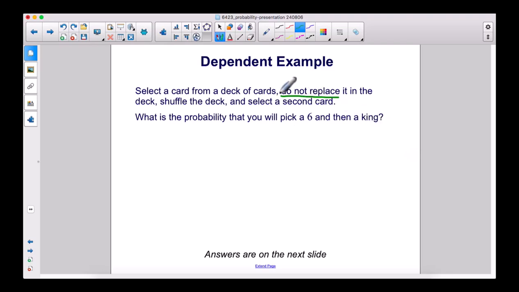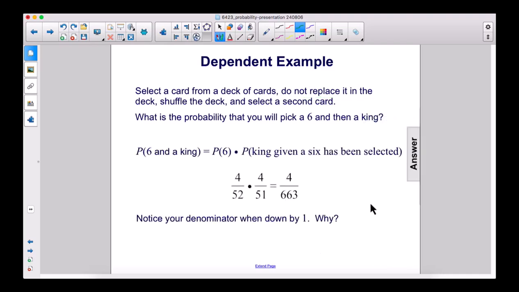As you can see, there's 1 less card in the deck when you go to choose the second card, so the probability will be different. All right, so the probability of picking a 6 and then a king is the probability of picking a 6, which is still 4 out of 52. Then the probability of picking a king, now that we're missing a 6 from the deck, is 4 over 51. The denominator went down by 1.